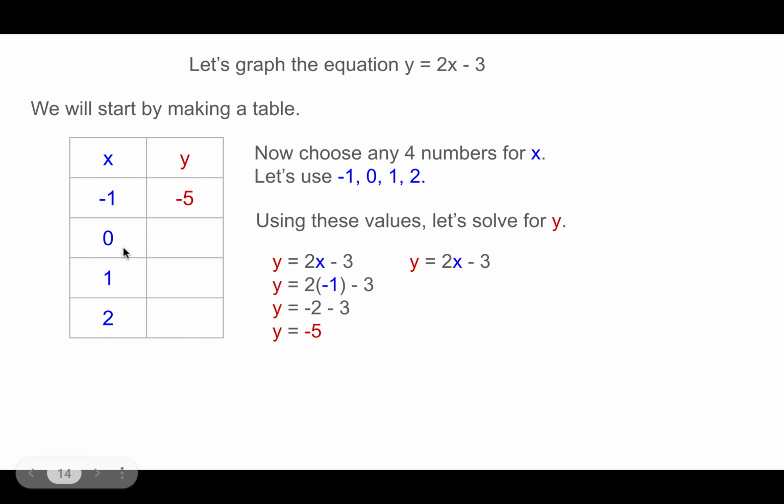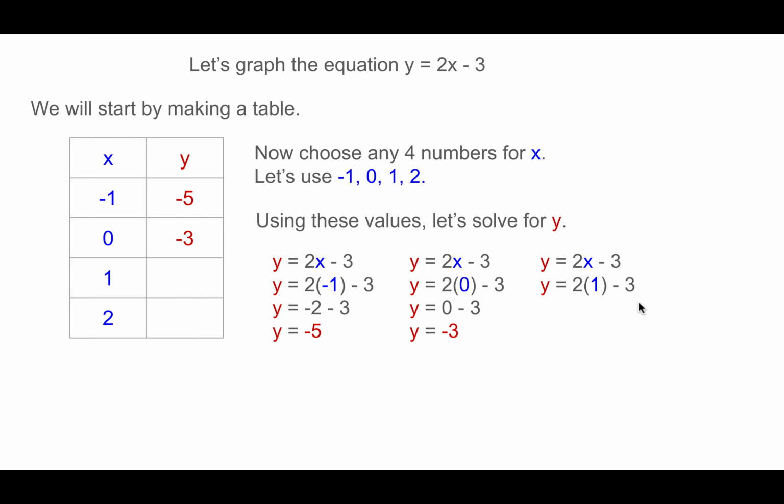I'll do the same thing for the next value for x, which is 0. Replace the x with a 0, and the product of 2 and 0 is 0. So y would equal -3. For the next one, we're going to replace the x with 1. So 2 multiplied by 1 is 2, minus 3 is -1. And lastly, we replace the x with 2. The product of 2 and 2 is 4, and 4 minus 3 is 1.